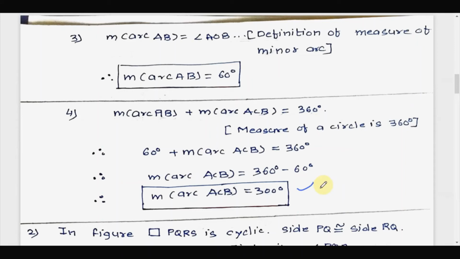Now here 4 sections are there. Maybe in your exam you will get 3 sections, so that may be for 3 marks, or maybe it will come for 4 marks also. Alright, I hope this example is clear to you all. Now let's go to the second example.